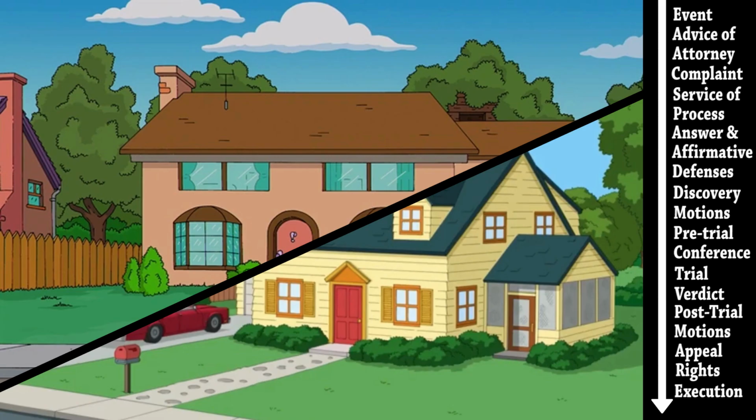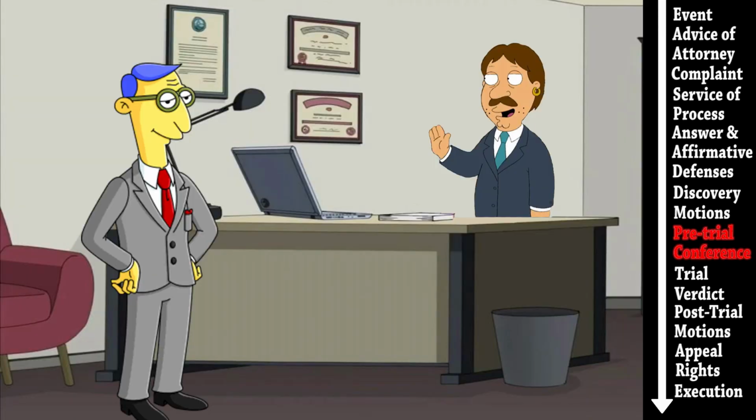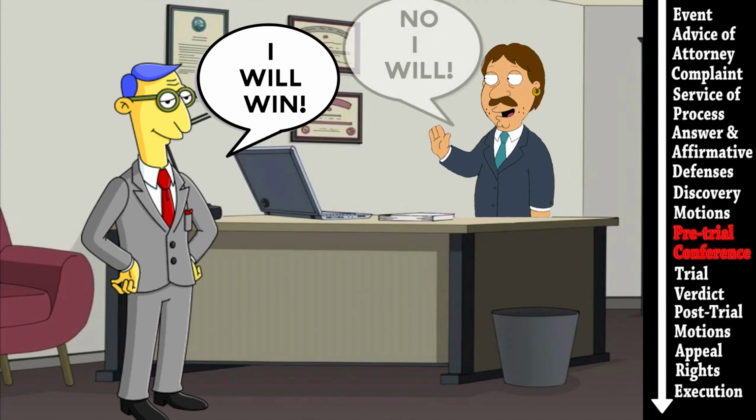Right before trial, a pre-trial conference occurs. This is when the lawyers for both sides get together, sometimes with a judge, and sometimes with a member of the judicial staff, to talk about trial timing, jury selection, and other procedures for the trial.